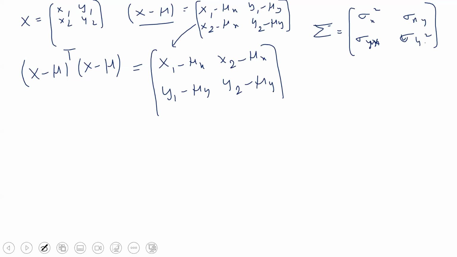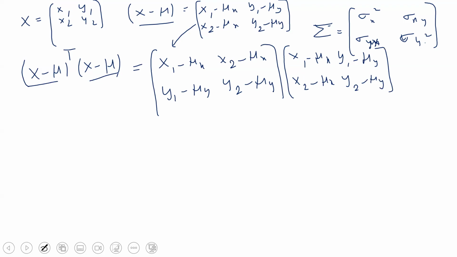Rows will become columns. And the xi minus mu will be xi minus mu x, the same way x2 minus mu x, yi minus mu y, y2 minus mu y. Right? So this is (x minus mu) whole transpose, and this is x minus mu. Now if we do this matrix multiplication, what are we getting?